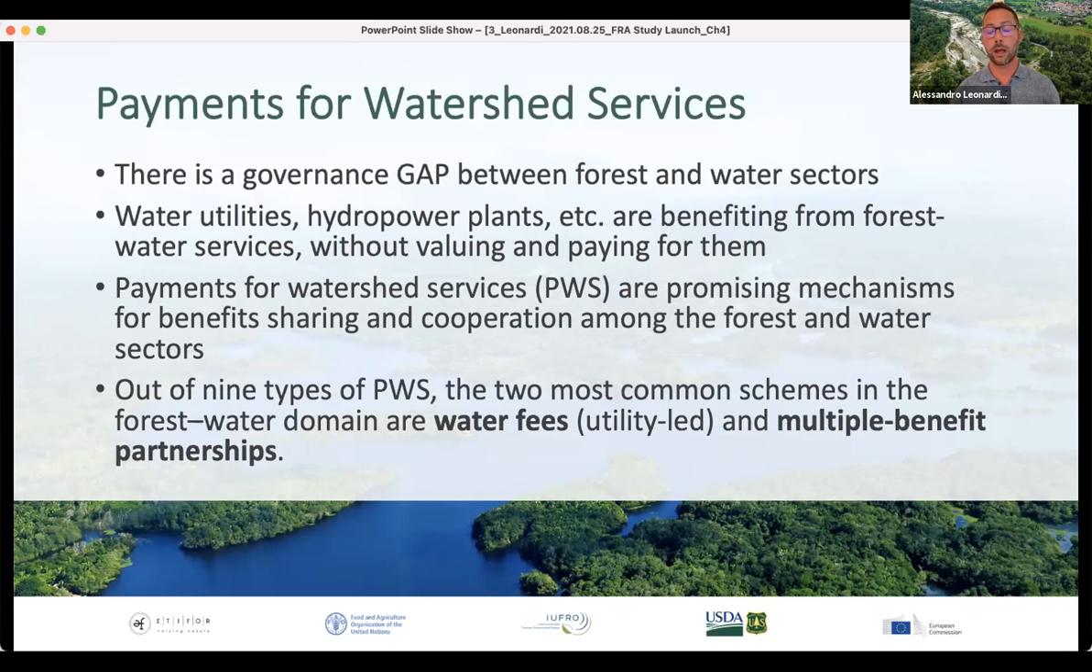These schemes encompass a set of policy and market-based tools. So we adopt a very broad definition of these tools. Out of 9 types of payment for watershed service that we present specifically for the forest-water sector, the 2 most common schemes in the forest-water domain are the water fees, usually utility-led, managed by water utilities, and multiple benefit partnership, usually catchment or river basin partnership, managed by a multiple partnership of stakeholders with the common goal of improving water and forest conservation in a basin.